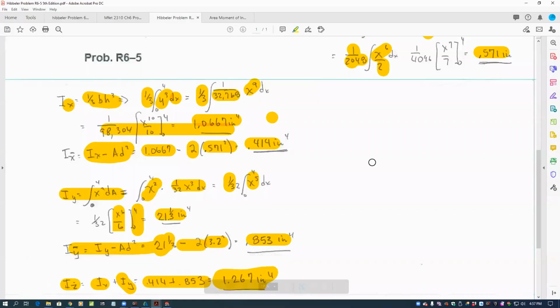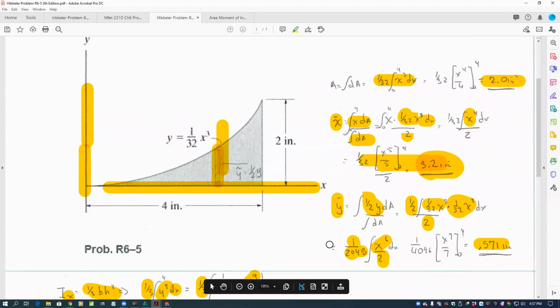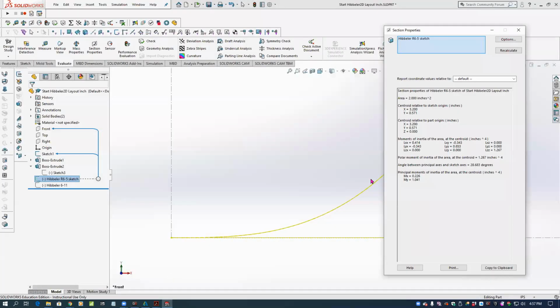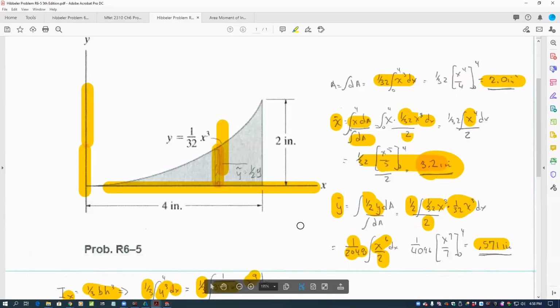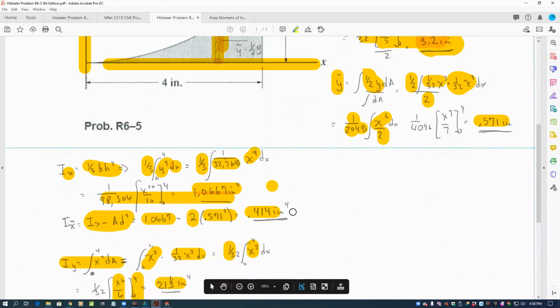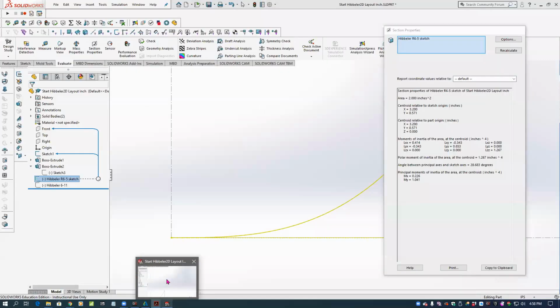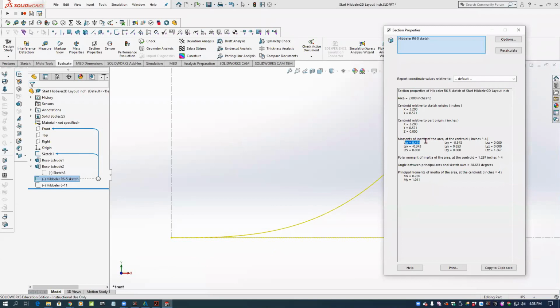Let's just go back and validate that. That's 3.2. Yes, that's what we got there. And y is 0.571. That's what we got manually. So there's our centroid, 2D. Now, this moment of inertia with respect to the x-axis, this is at the centroid, isn't it? See, that's at the centroid. So if we check our values there, we got 0.414. And again, we have to move it from the x-axis to the centroid to get the same values that we get here in the CAD system. So we got 0.414. And the y, we get 0.853.